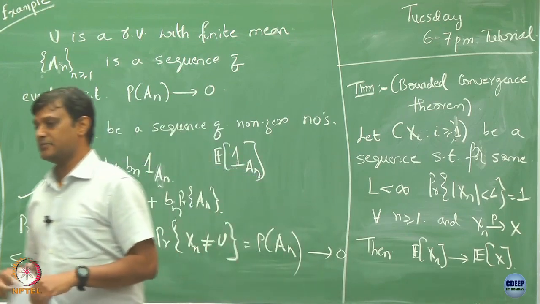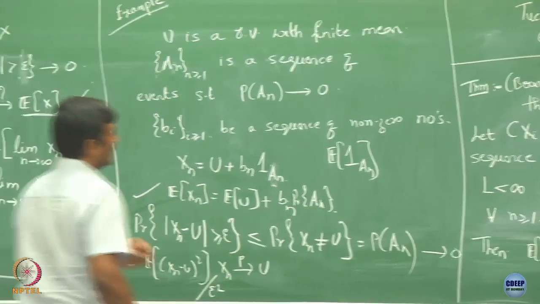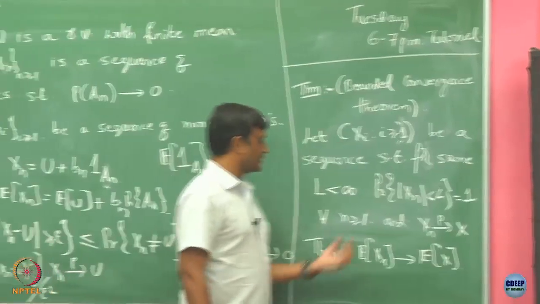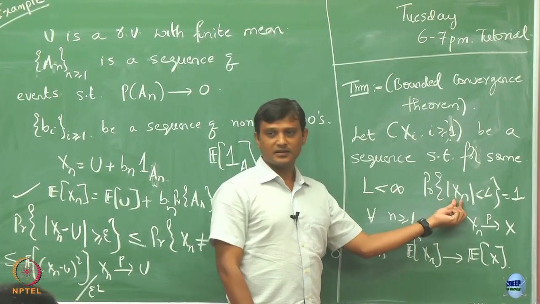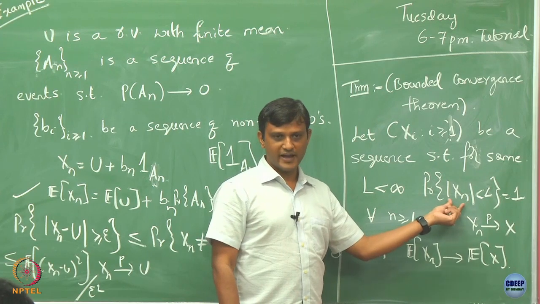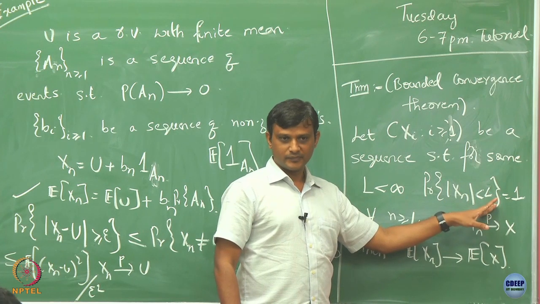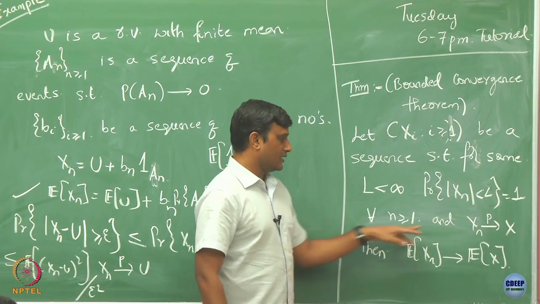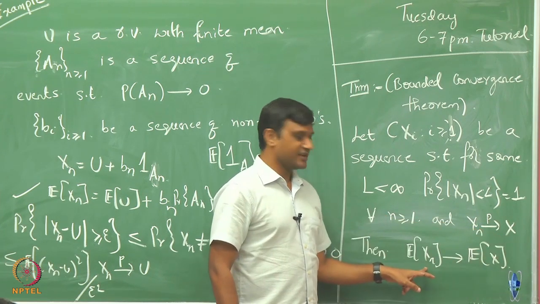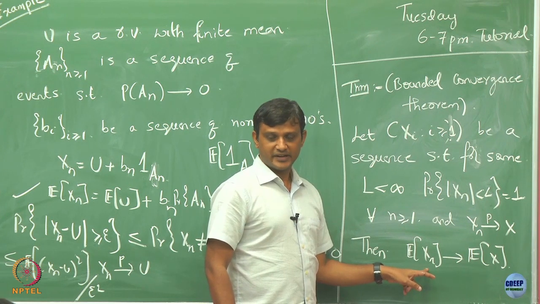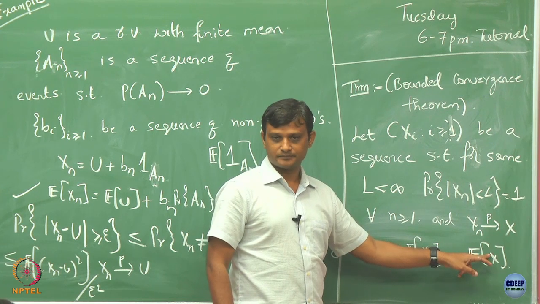So, this theorem gives us the first condition. It says that suppose you have a sequence such that you have some L which is finite, and all my random variables have absolute values bounded by this with probability 1. Then convergence in probability to a random variable X implies that the expectation of the sequence of random variables converges to the expectation of the limiting random variable.